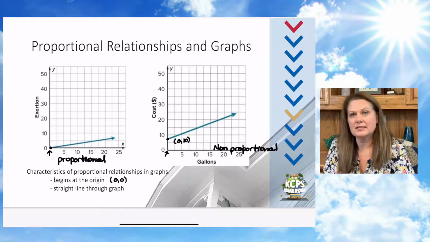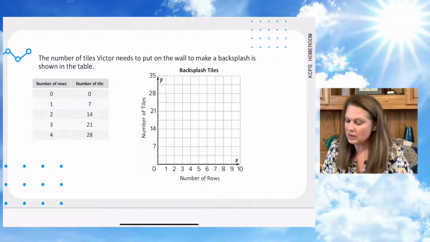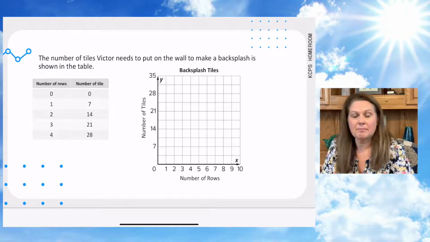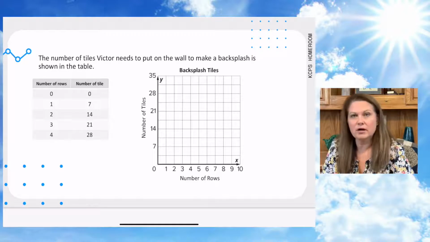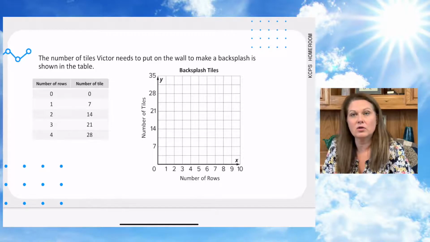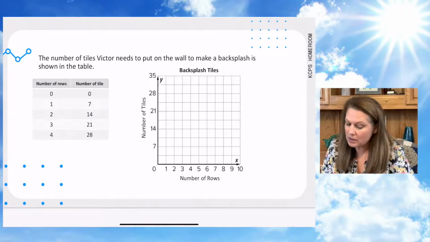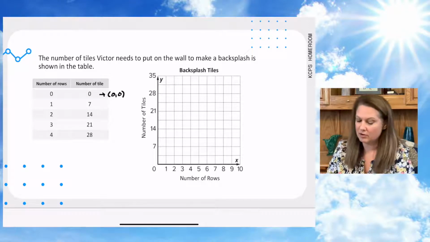So let's look at some examples. Our first example is we have a situation, Victor is making a backsplash in his kitchen. And the table shows rows 0, 1, 2, 3, and 4. The y value, or the number of tiles, represents how many tiles are total in those rows. So if we notice 0, 0, we can make an ordered pair by taking the left column and the right column and putting them together. This represents the x, this represents the y.